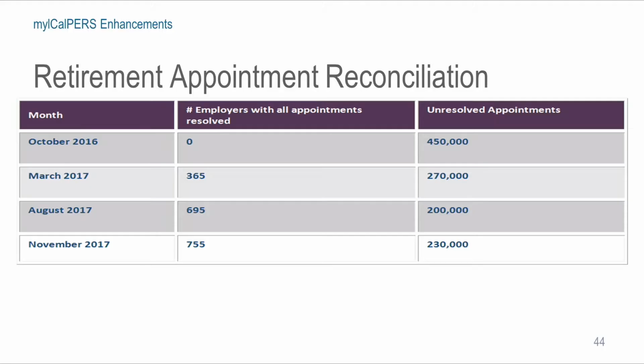So that all being said, let's see who our winners are. Like I said, back in 2015, we had 0 employers who had all their appointments. We had 450,000 appointments unresolved. In March, we went up to 365, and as of November, we are now at 755. I have a bet. I need all you guys to help me win this bet. I have a bet that by June, I'm going to be over 1,000 employers. I think that's very reasonable. I mean, if you see our growth over time, we were at 755. I only need 245 more. So please get your districts involved. Get these 230,000 people separated.